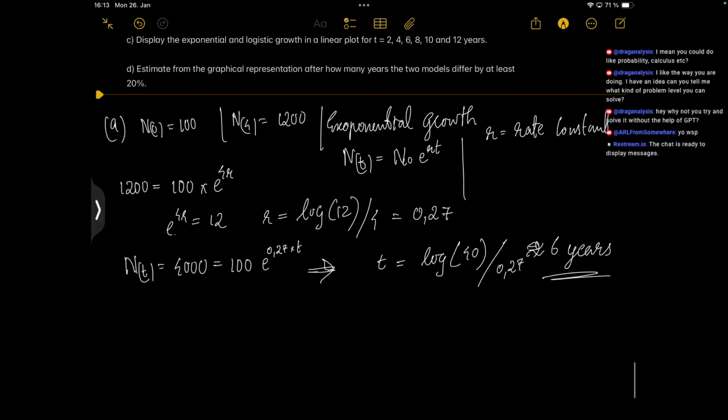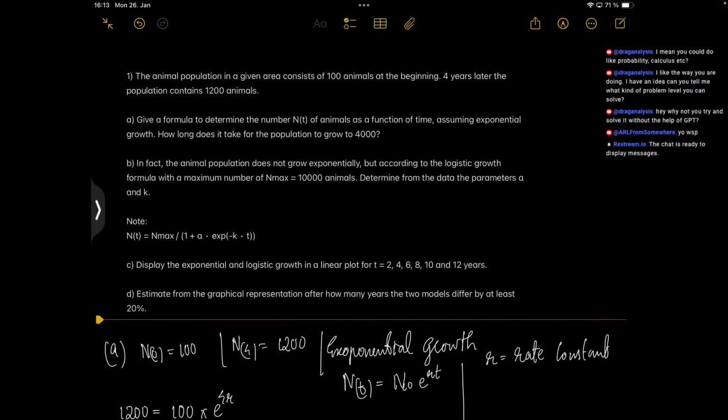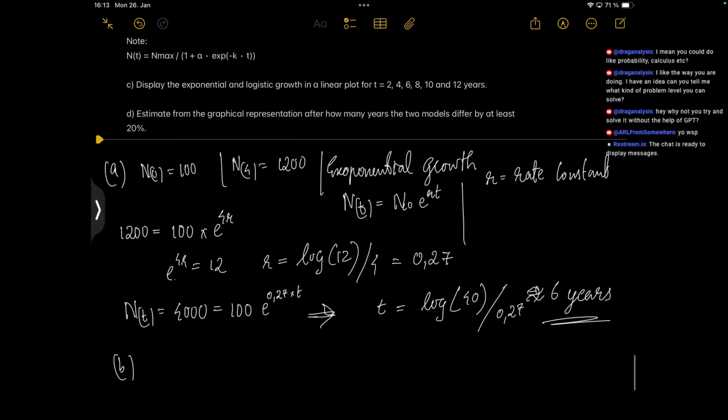Now B. In fact, the animal population does not grow exponentially, but according to the logistic growth formula with the maximum number of N max equal to 10,000 animals determined from the data. Okay, N of t, let me write the formula.